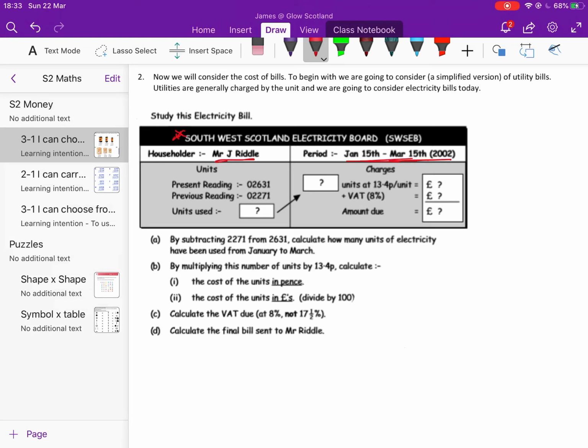G. Riddle. To work out what the actual units used were, we take the previous reading away from the present reading. So that details the first step down in A. This is a step-by-step example for you. So if you do 2,631 and we take away 2,271, again you can use a calculator for these questions as well. It's coming back as 360. So my actual units used is 360. That carries forward in here.